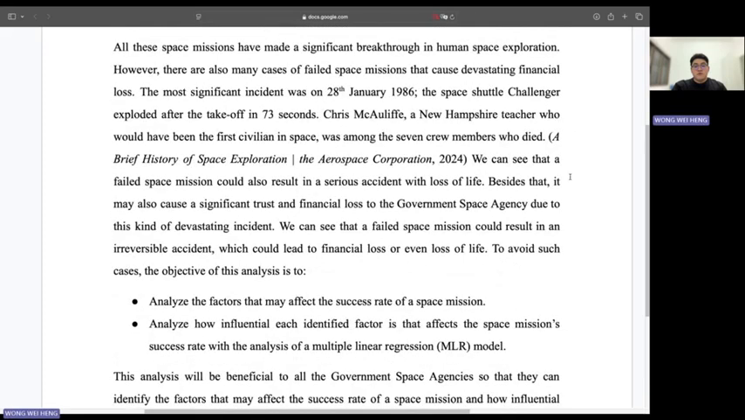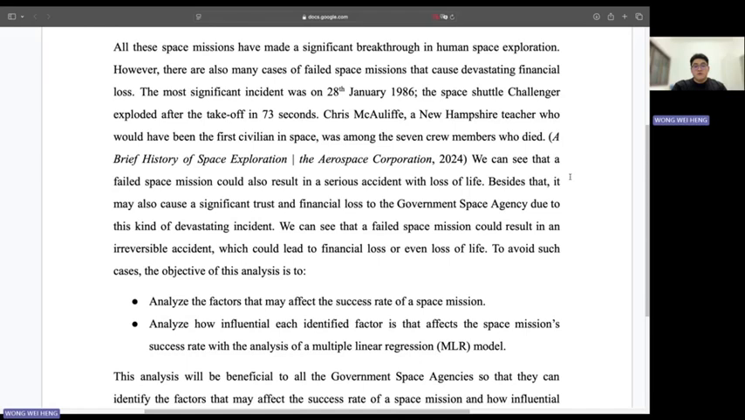All these space missions have made a significant breakthrough in human space exploration. However, there are also many cases of failed space missions that caused devastating financial loss. The most significant incident was on 28th January 1986. The Space Shuttle Challenger exploded 73 seconds after takeoff.